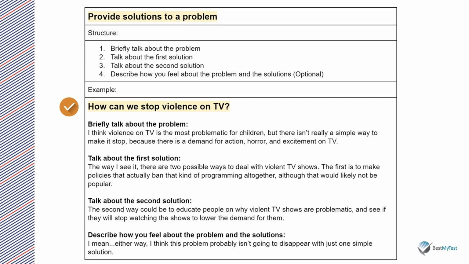I think violence on TV is the most problematic for children. But there isn't really a simple way to make it stop because there is a demand for action, horror, and excitement on TV. The way I see it, there are two possible ways to deal with violent TV shows. The first is to make policies that actually ban that kind of programming altogether, although that would likely not be popular. The second way could be to educate people on why violent TV shows are problematic and see if they will stop watching the shows to lower the demand for them. I mean, either way, I think this problem probably isn't going to disappear with just one simple solution.